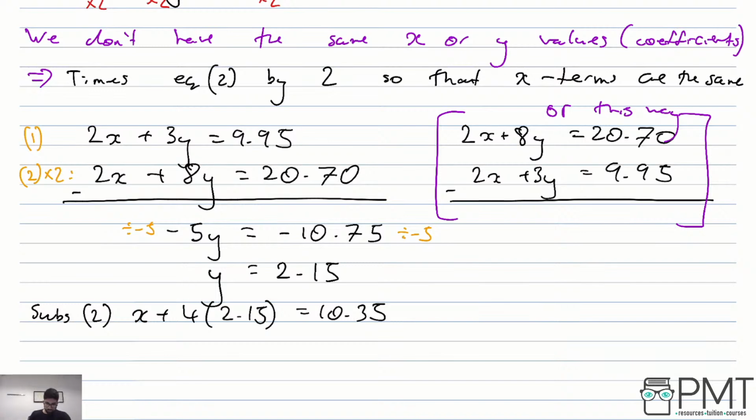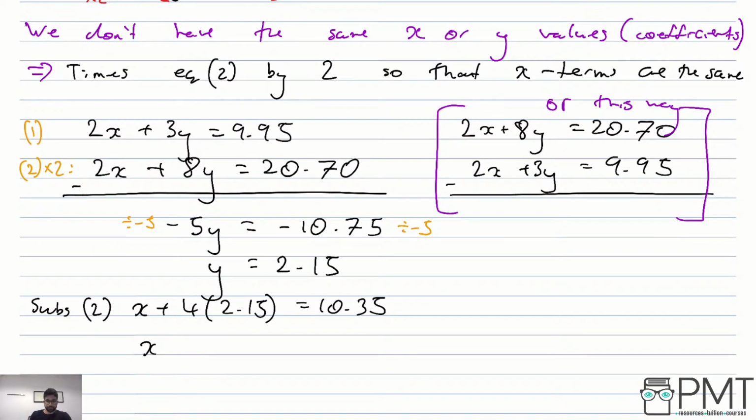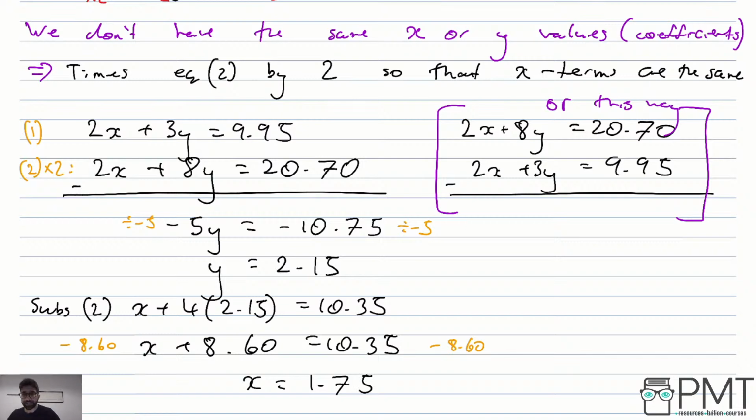And expand the bracket, multiply it out. That should give you 8.60. And take that away from both sides. 8.60, 8.60. That should give you your x value. I have 1.75 for x. Let me see, did anyone else get x the same as me in the chart?